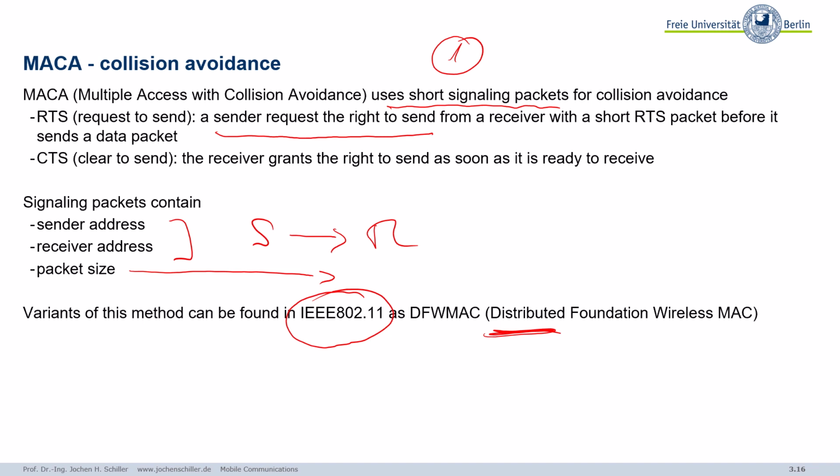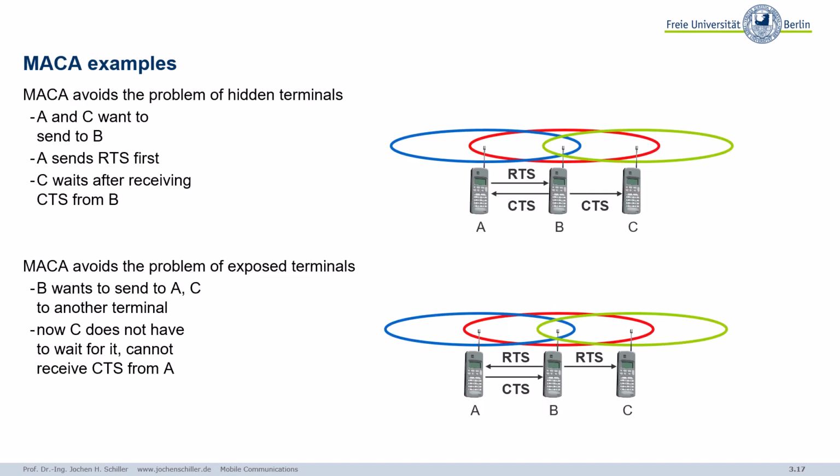The MACA, collision avoidance. Let's go back to our problems of hidden and exposed terminals. So first of all, hidden terminals. The problem was A wants to send something to B. C does not notice that A wants to send something, and also sends something. Then we have a collision at B. So what do we want to do?